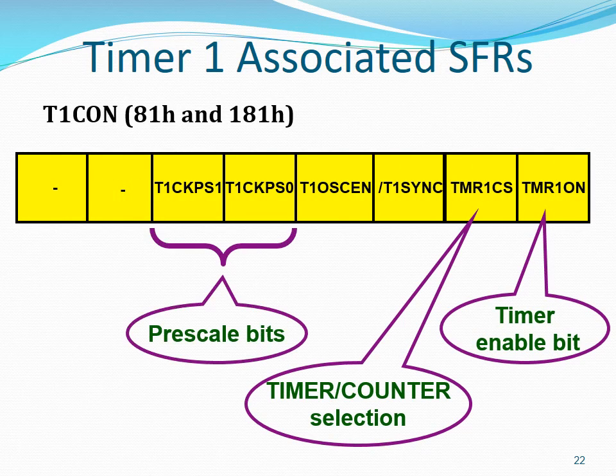Let's look at the bits in T1CON that are used to control the operation of the timer. TMR1ON is the bit that is used to turn on or off the timer. TMR1CS is the bit that is used to select between the timing mode and the counting mode of the timer. T1CKPS1 and T1CKPS0 are the bits that are used to define the prescale ratio.